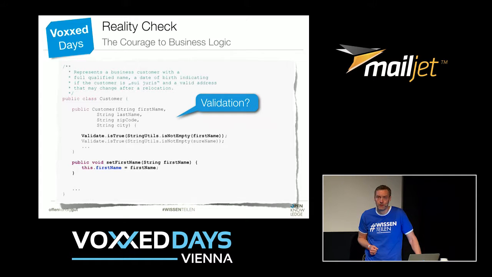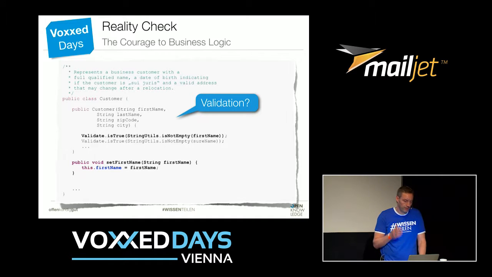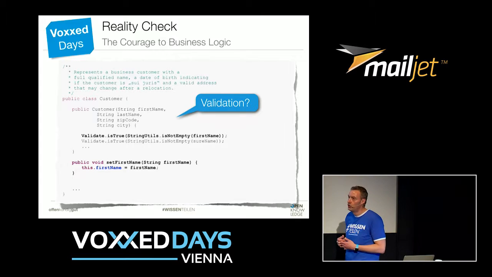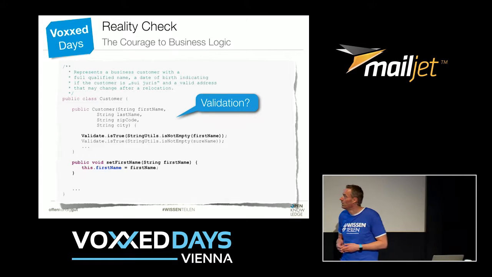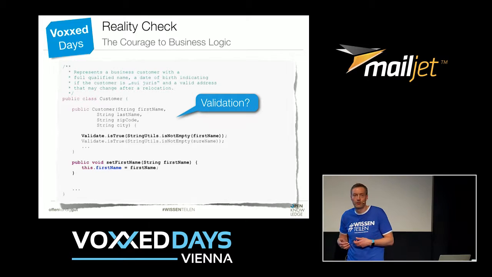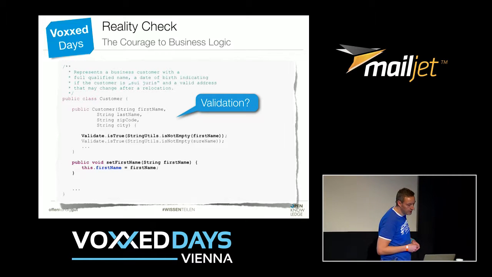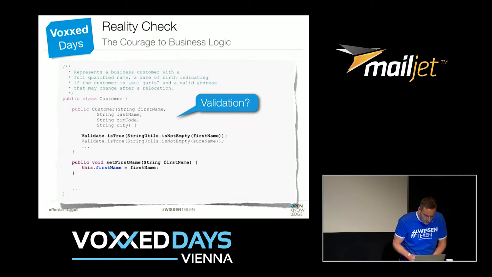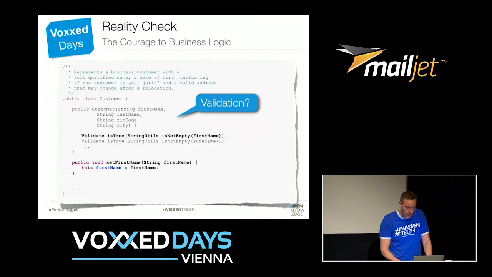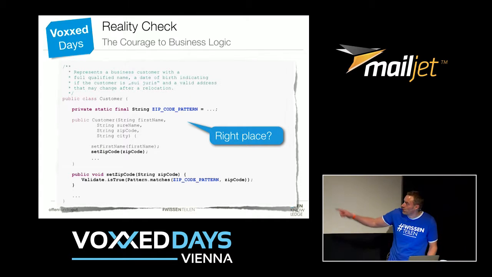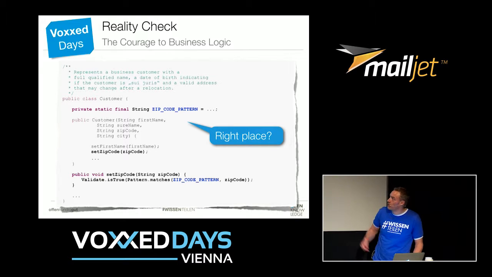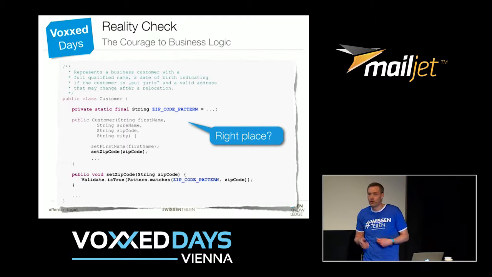Do you see the problem? Yeah, that's exactly the problem. I only guarantee to create it in a correct way, but it's very easy to manipulate it and to set a null value via set first name. So I should place the validation in the setter and not in the constructor, and inside the constructor, only call the setter.